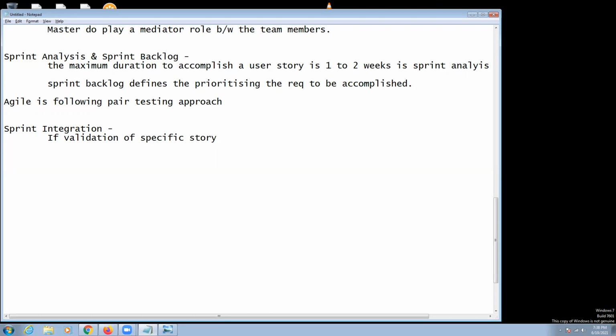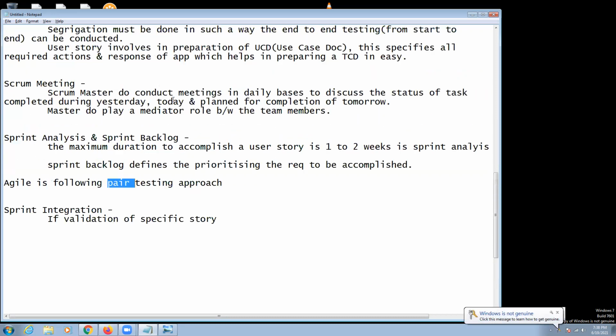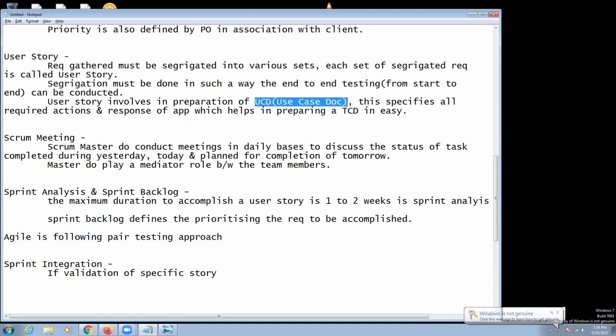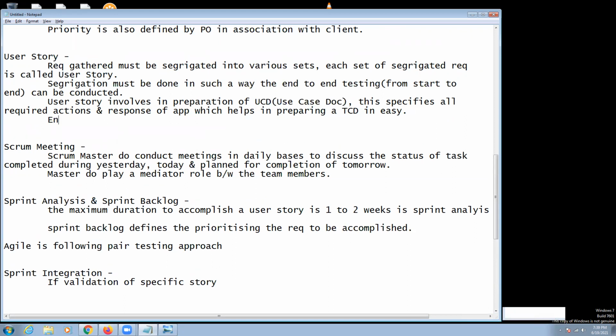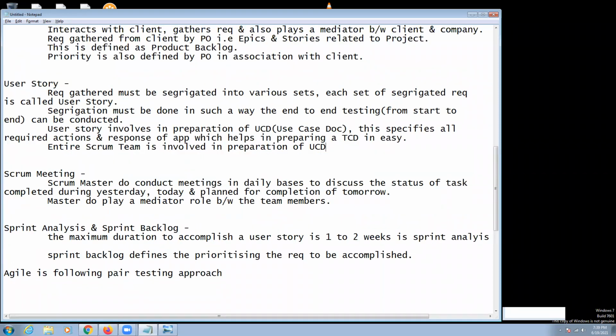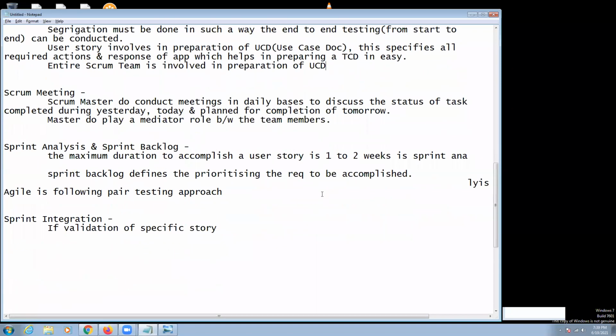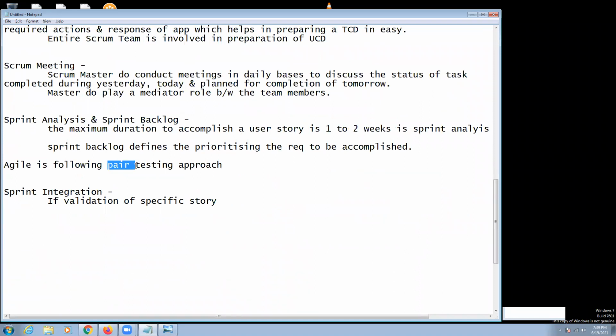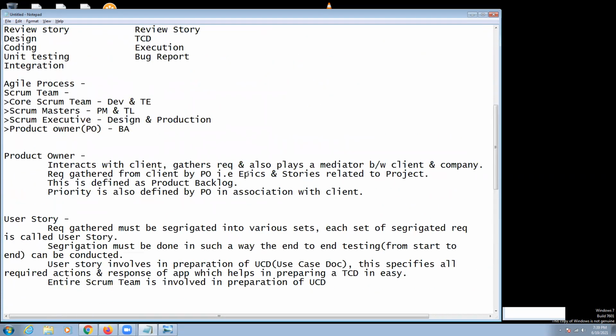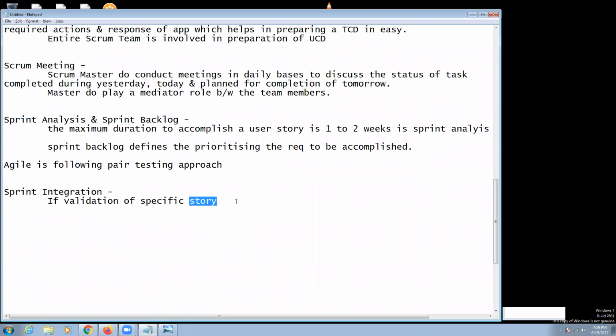The one you're talking about now? The documentation which is being prepared by the team will be exchanged between the team members. As I said, I did not write any line over here. The entire Scrum team is involved in preparation of the use case document. That means a document prepared by one technical person will be exchanged between team members, which in turn is called pair testing. Why do we exchange? For better understanding of my epics and the stories over here. Getting it? Yes, sir.